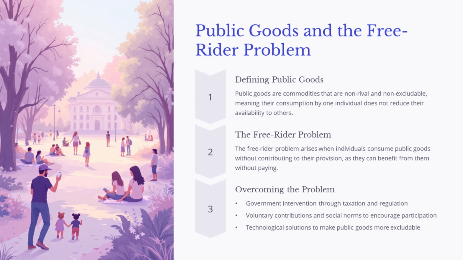Governments often step in to address the freerider problem through taxation and regulation to fund and maintain public goods. Voluntary contributions and social norms can also encourage people to participate in providing public goods. Technological solutions like digital access controls can sometimes make public goods more excludable, reducing the freerider problem.